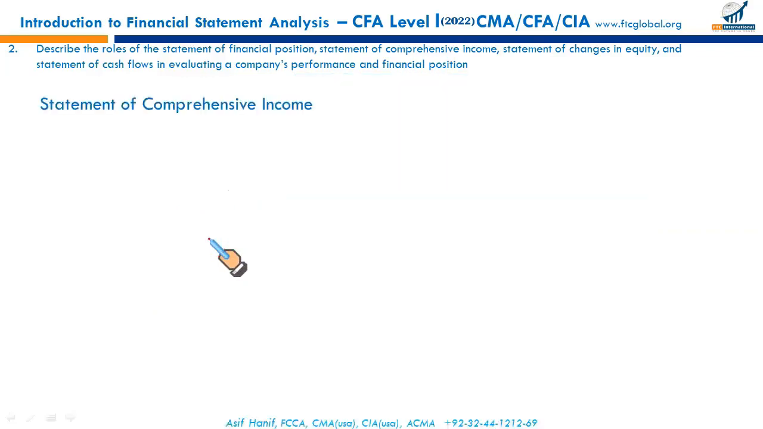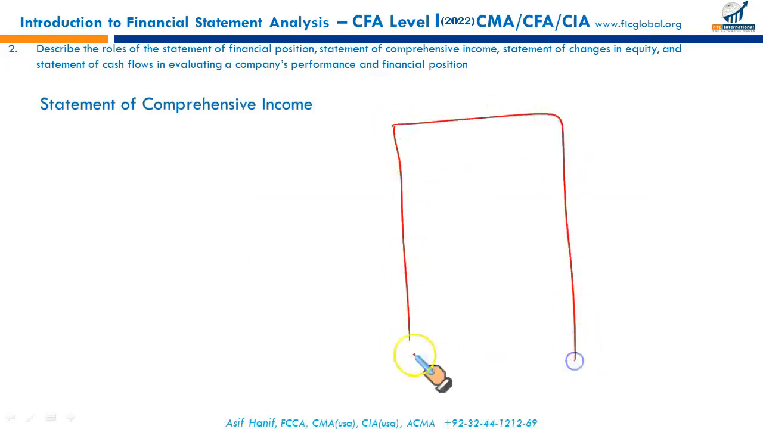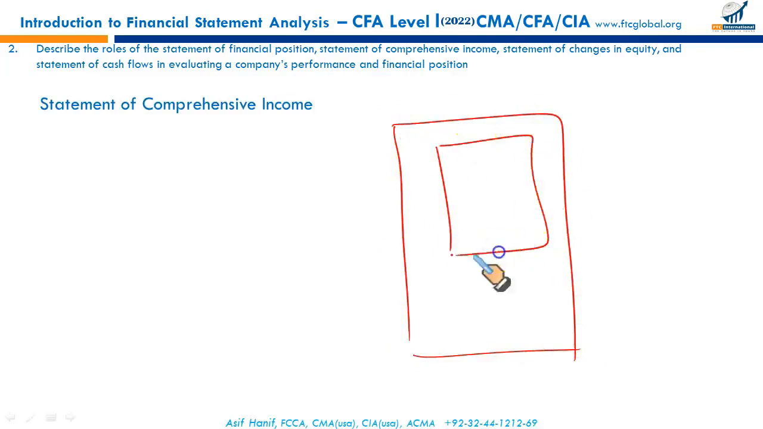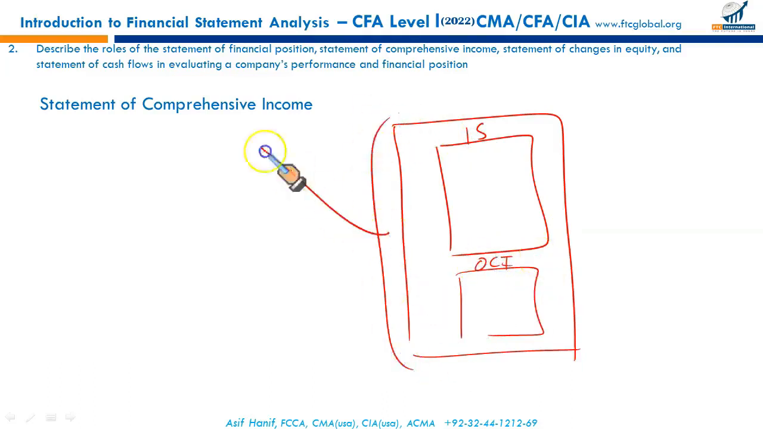Moving on to the next part, statement of comprehensive income. Statement of comprehensive income has two parts. The first part is the normal one, which you are quite familiar with. It's called the income statement or profit and loss account or statement of operations. The second part is called the other comprehensive income. Collectively, this is called the statement of comprehensive income. Income statement is like your normal profit and loss account, which you prepare. And the second part is OCI, called the other comprehensive income.